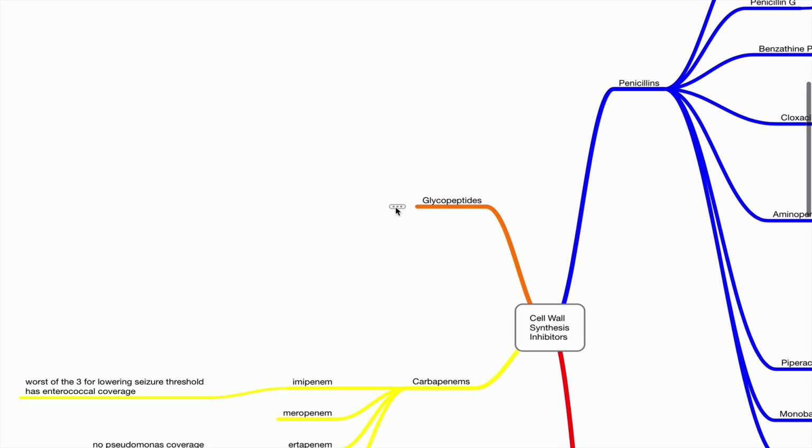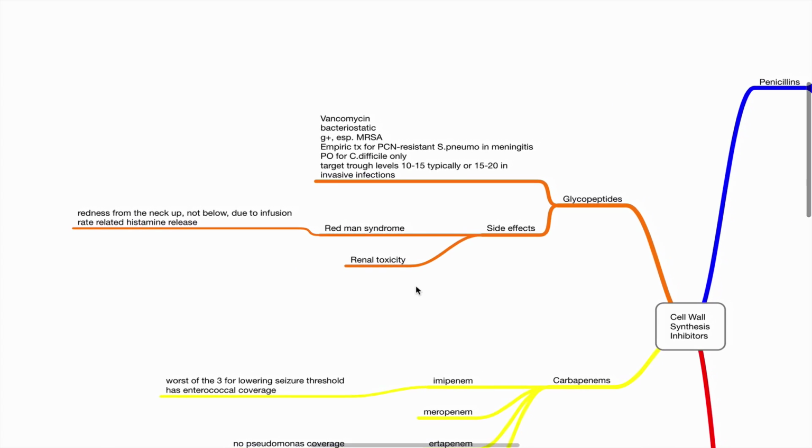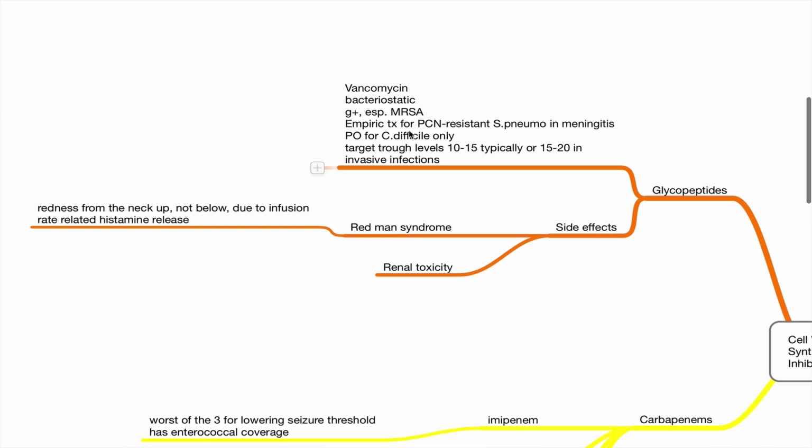And moving on, glycopeptides. In this family, we have vancomycin, which is really commonly used as an inpatient. It is a bacteriostatic antibiotic that strictly covers gram-positive organisms, and we especially use it in the case of MRSA, so methicillin-resistant Staph aureus.